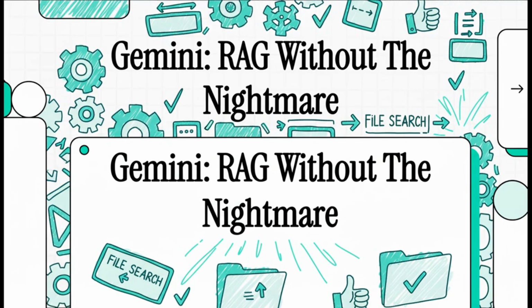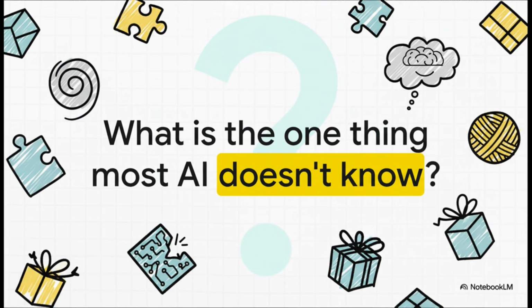Google might have just completely changed the game for AI development with a brand new update to their Gemini API. It's called the File Search Tool, and today we're going to break down exactly how it turns one of the biggest headaches in AI into a simple, almost magical solution. But to really get why this is such a huge deal, we have to start with a really basic question. What's the one thing that even the most powerful AI, like Gemini, knows absolutely nothing about?